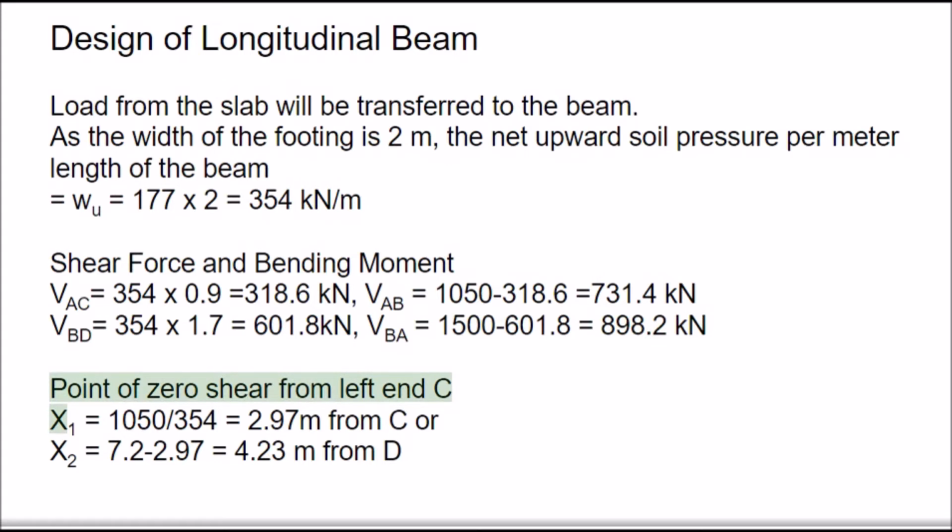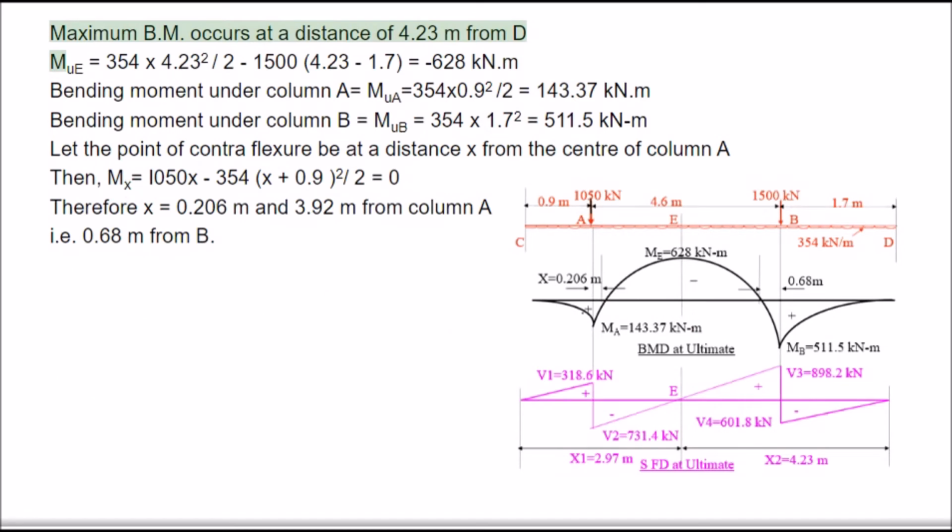Point of zero shear from left end C, X1 equals 1050/354 equals 2.97 m from C. X2 equals 7.2 to 2.97 equals 4.23 m from D. Maximum BM occurs at a distance of 4.23 m from D. Mu,E equals 354 x 4.23²/2 to 1500 x (4.23 to 1.7) equals minus 628 kN.m.